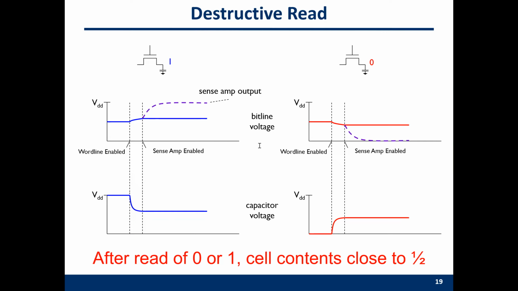If your cell has some charge, then the charge will flow from the cell to the bitline, so the bitline voltage will increase. Otherwise, the charge will flow from the bitline to the cell, and the bitline voltage will decrease. But the voltage in the cell will eventually be 0.5 VDD. So 0.5 VDD is not 1 or 0, so the content in the cell will be destroyed. So this is the so-called destructive read.